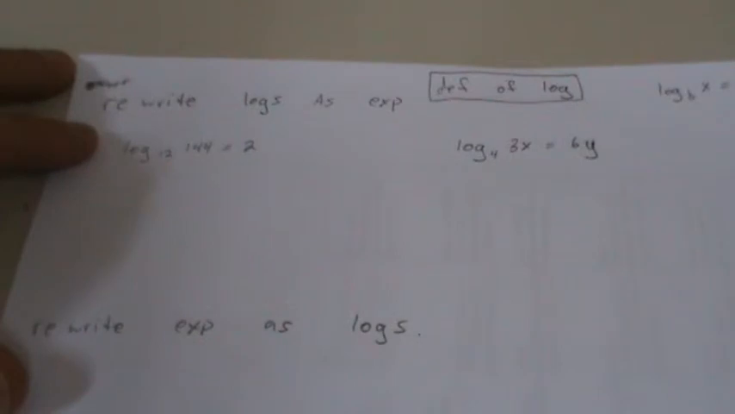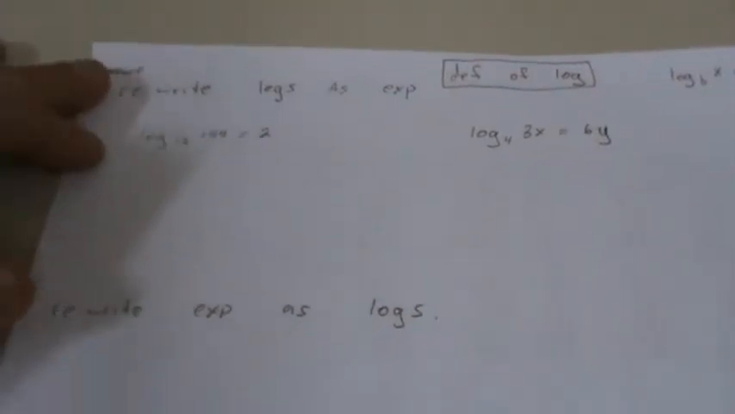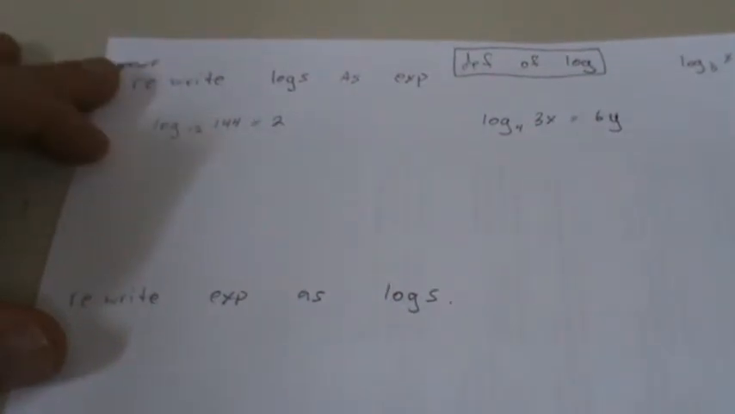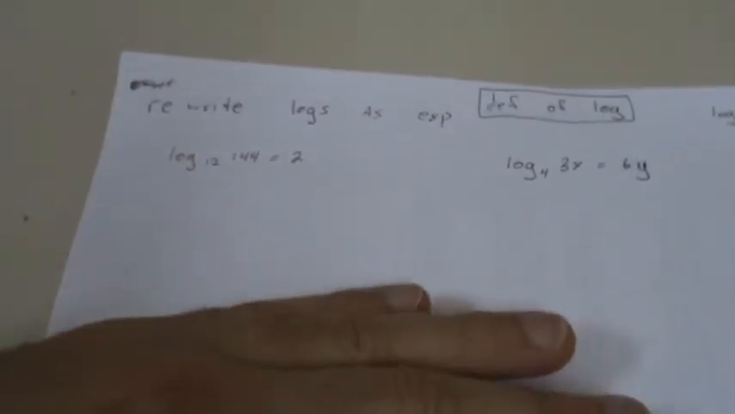So we're going to have three skills that we're learning today. One is to rewrite logs as exponents and rewrite exponents as logs. That's one skill, both of these things. Then we're going to want to evaluate some logarithms without a calculator, just mentally evaluate a few logarithms, estimate a few logarithms as well, and then we'll do a word question.